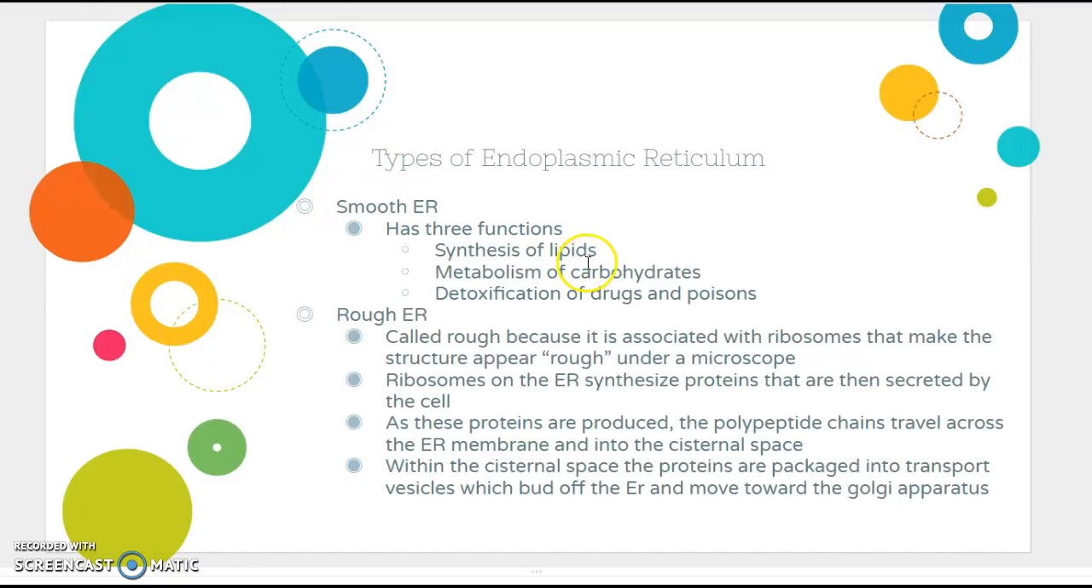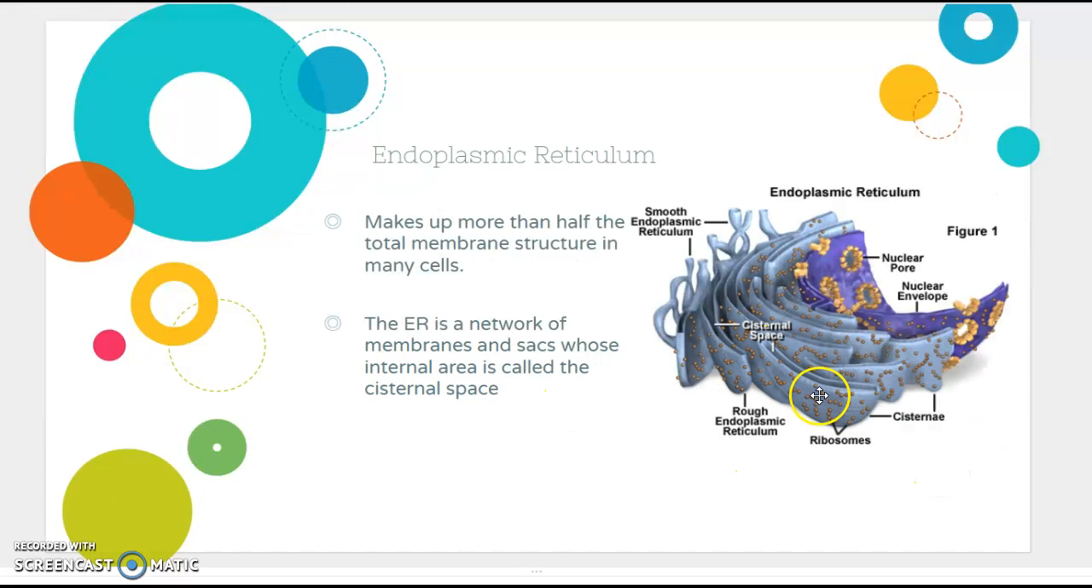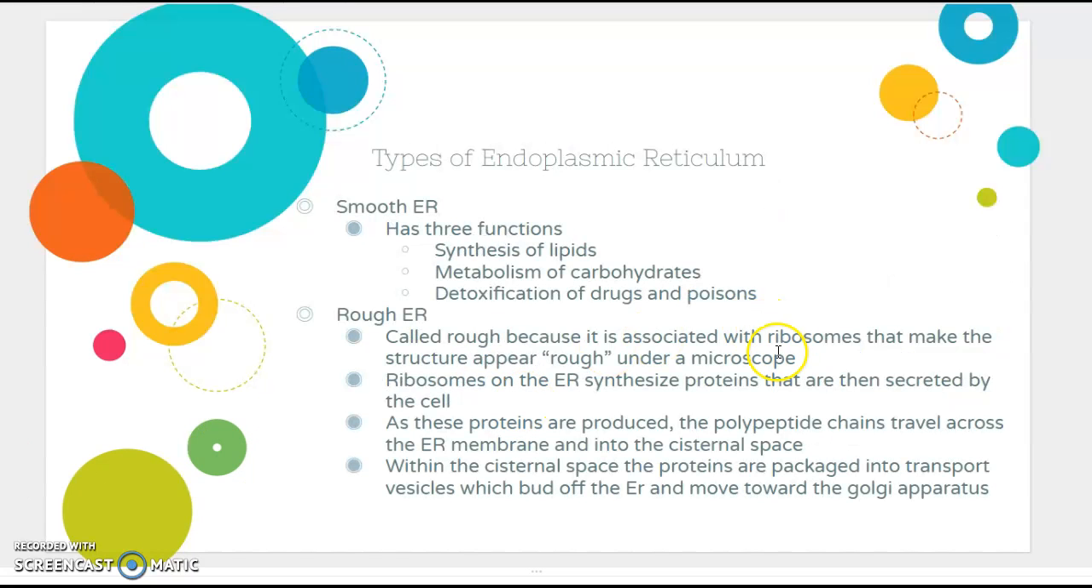So in the smooth ER, we have the synthesis of lipids. And synthesis means to create, so the creation of lipids, the metabolism of carbohydrates, and the detoxification of drugs and poisons. So the smooth ER performs all three of these functions. Then we have the rough ER, and it's really easy to recognize because if you look at the picture, the rough ER has ribosomes all over it. That's these little orange dots, and the smooth ER does not. So if you were looking under a microscope, the rough ER would actually appear to have a rough texture.